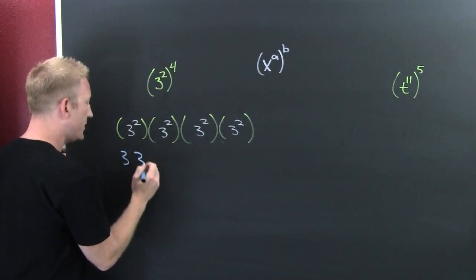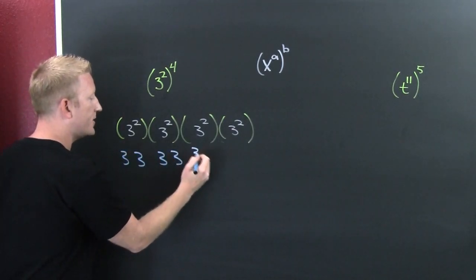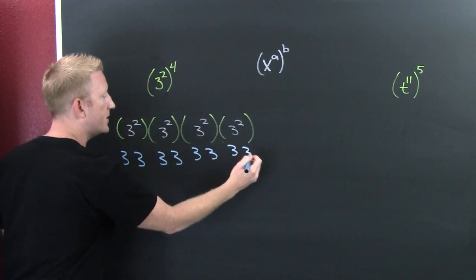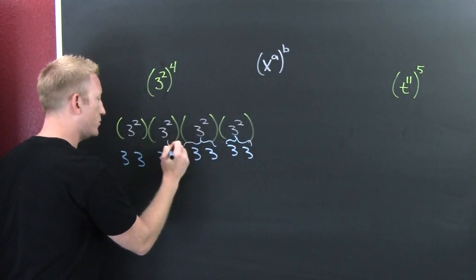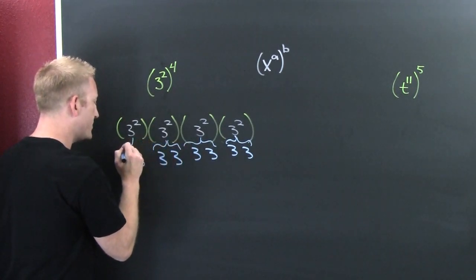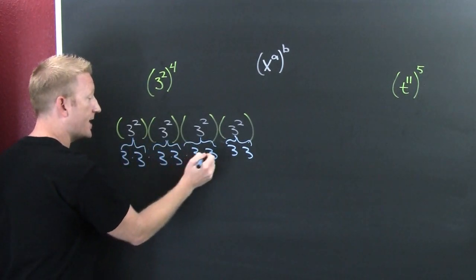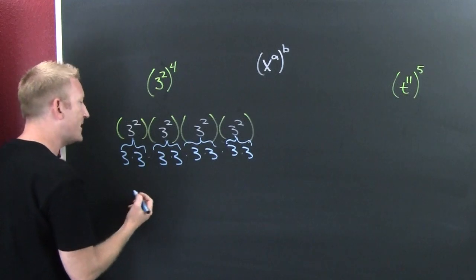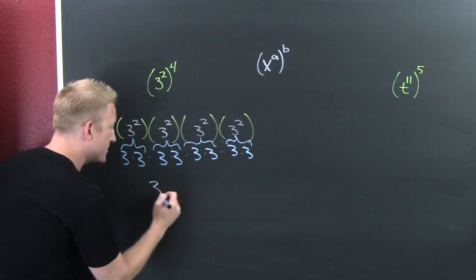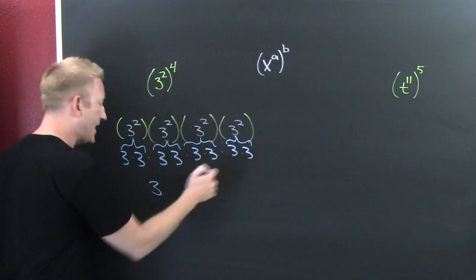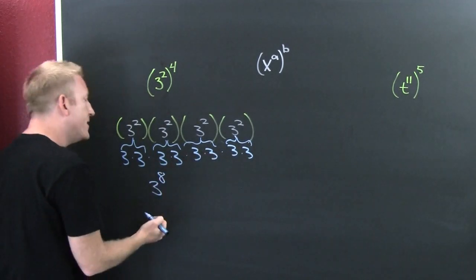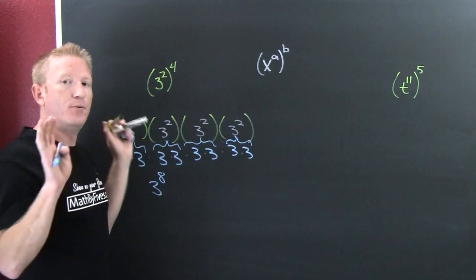Here's 3, 3, 3, 3, 3, 3, 3, 3, where we see each one of these 3's contributes 2 down there in the expansion of this multiplication, and then I can rewrite that with simplification, and this is just 3 to the how many? 1, 2, 3, 4, 5, 6, 7, 8. Great. So that's 3 to the 8th.